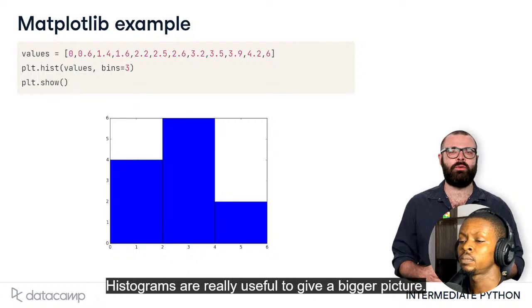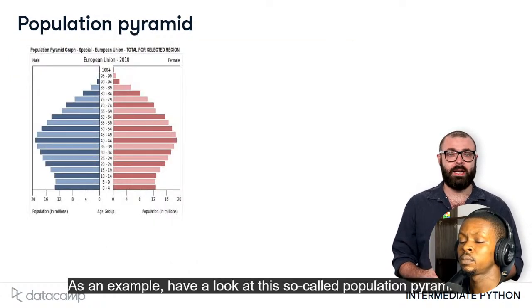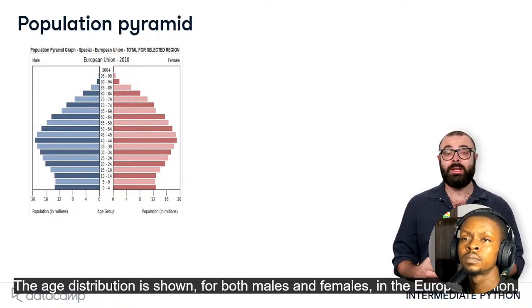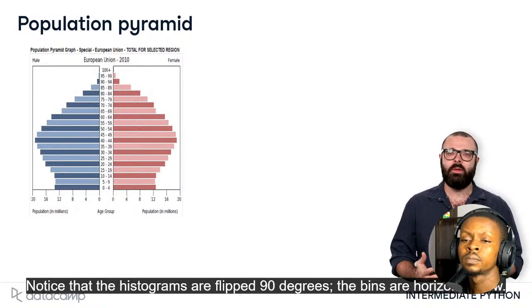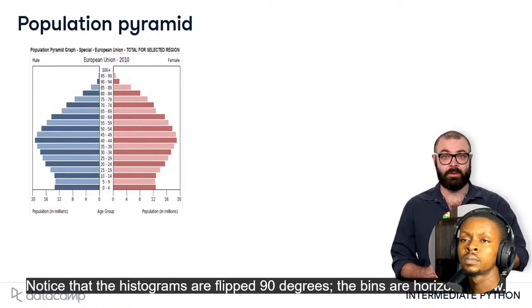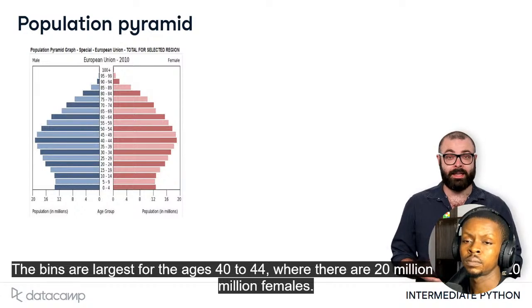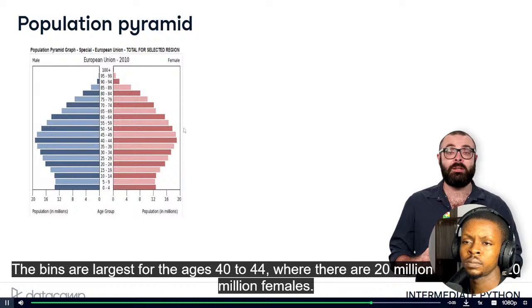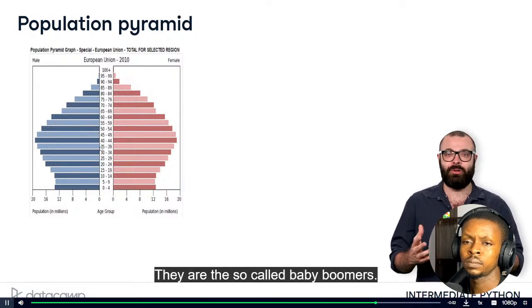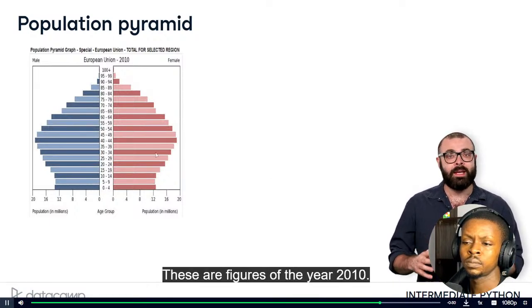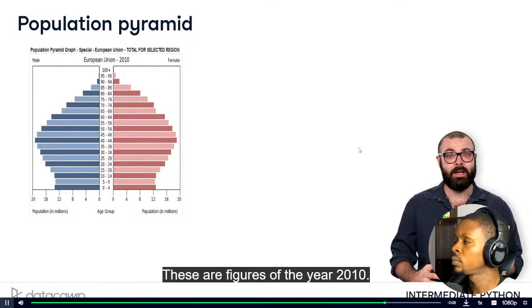Histograms are really useful to give a bigger picture. As an example, have a look at this so-called population pyramid. The age distribution is shown, for both males and females, in the European Union. Notice that the histograms are flipped 90 degrees. The bins are horizontal now. The bins are largest for the ages 40 to 44, where there are 20 million males and 20 million females. They are the so-called baby boomers. These are figures of the year 2010.